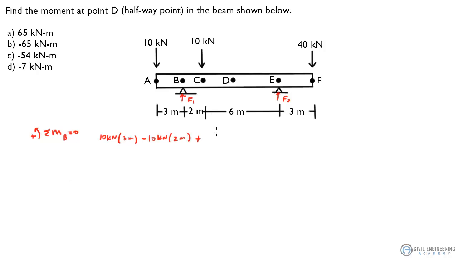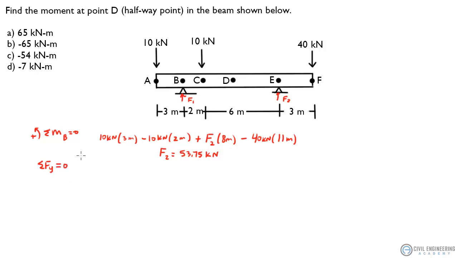So we have to add an F2, which is a distance of 8 meters away, times 8 meters. And we have to subtract this last load of 40 kilonewtons times, how far away is that? That's 11 meters. Okay, work that out, and I get an F2 of 53.75 kilonewtons.